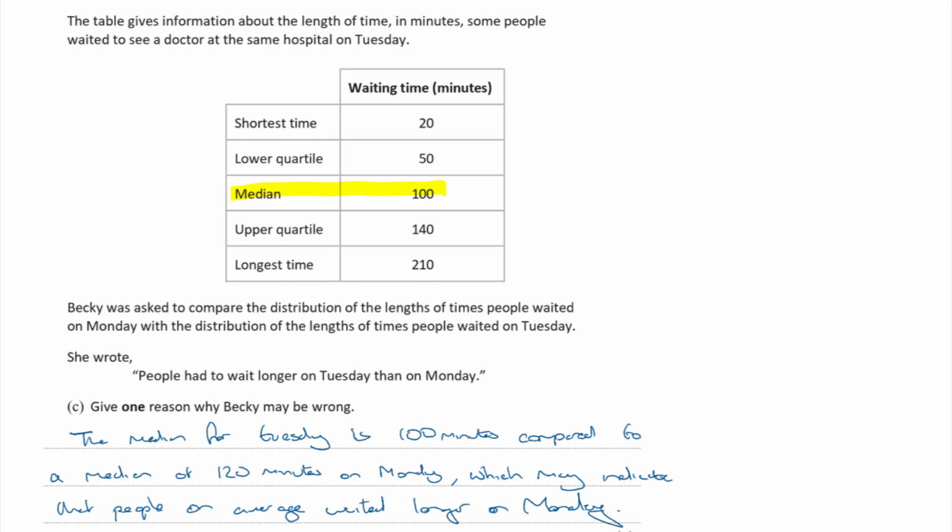Okay, so give one reason why she might be wrong. The median for Tuesday is 100 minutes compared to a median of 120 minutes on Monday, which may indicate that people on average waited longer on Monday. And that is kind of contradicting her hypothesis there that people wait longer on Tuesday, isn't it?